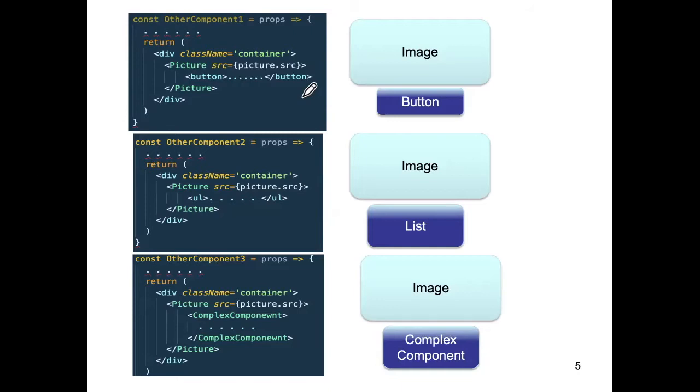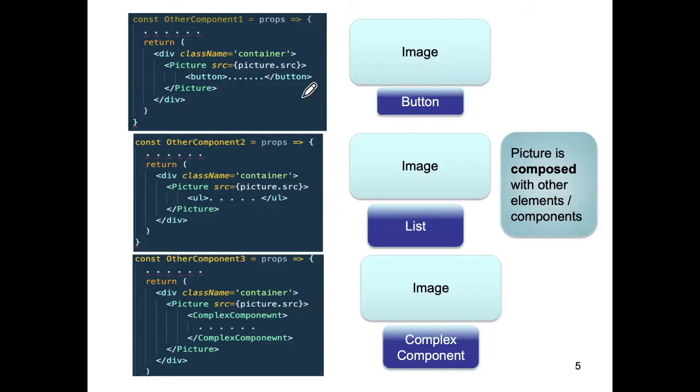Another way I could describe what's going on here is to say that my picture component is being composed with other elements or components. So that's the kind of classic example of composition going on.